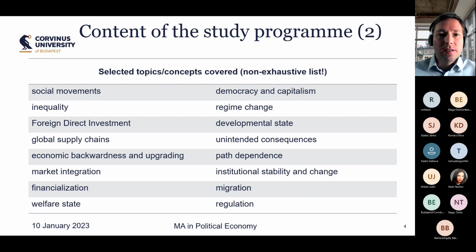These are some of the concepts or topics which the courses in this program will cover. This is not an exhaustive list, so some of the highlights of the program: democracy and capitalism, regime change or transition, foreign direct investment and the determinants of it, the political and economic determinants of it, inequality. It is a very important concept in political economy. And it's also about institutions, the unintended and intended consequences of institutions. How do institutions change or, on the contrary, remain stable over time? What is the role of past dependence in institutional development?